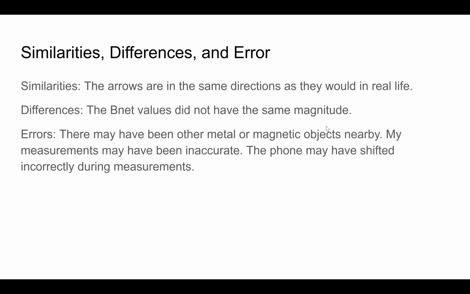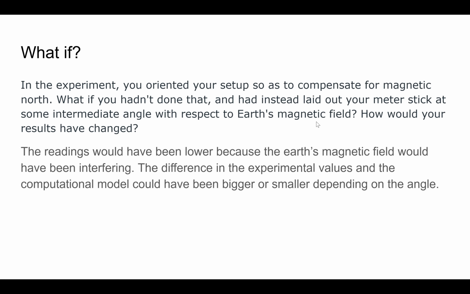So similarities, differences, and errors. Similarities, the arrows are in the same direction as they would in real life. Differences, the net magnetic field did not have the same magnitude in both the experiment and the computational model. Errors, there may have been other metal or magnetic objects nearby. I don't think there were, but there may have been. My measurements may have been inaccurate, and the phone may have shifted a little incorrectly during measurements.